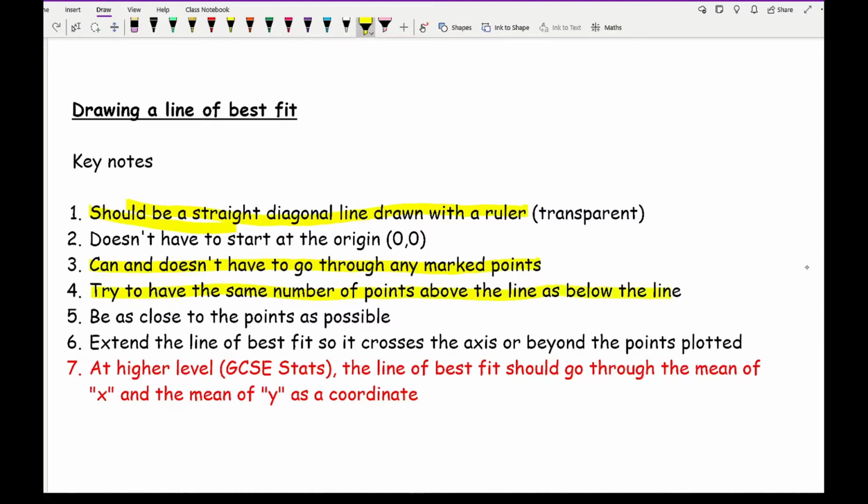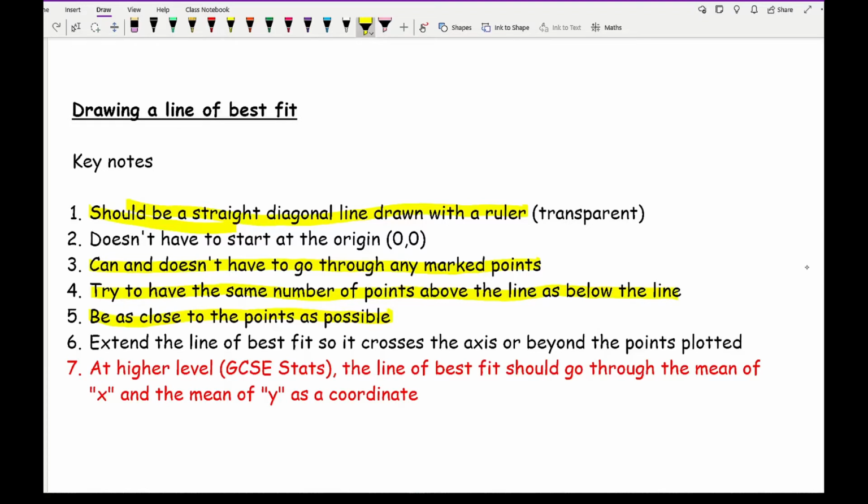Now again, that might not always be possible, so for example, you might have 4 points above and 3 below, which is absolutely fine. As long as the numbers are close, then that's going to be fine. As long as you haven't got like 7 above and 2 below, then that's going to be a little bit sketchy. Now the fifth point, again as mentioned, is that you want to try and be as close to the points as possible. Again, it is going to be difficult, so you kind of have to use your common sense about where you're going to position your line.